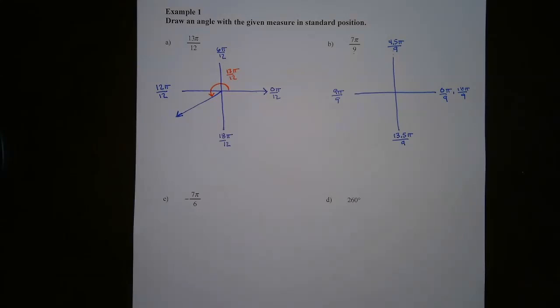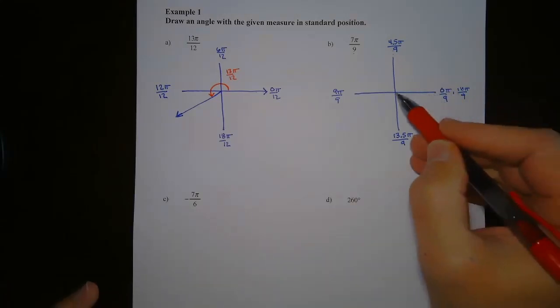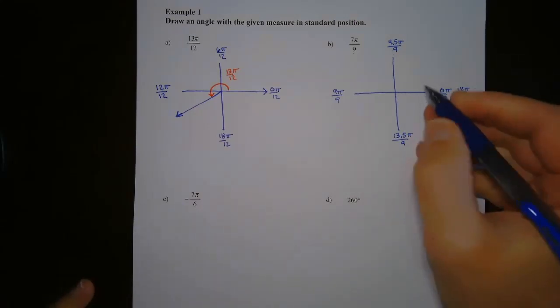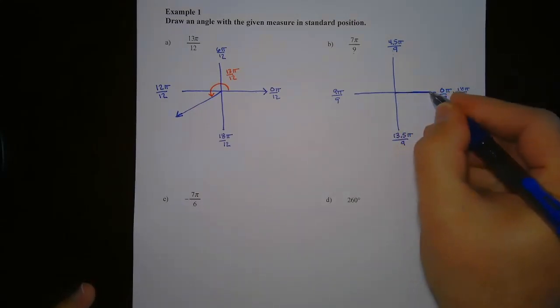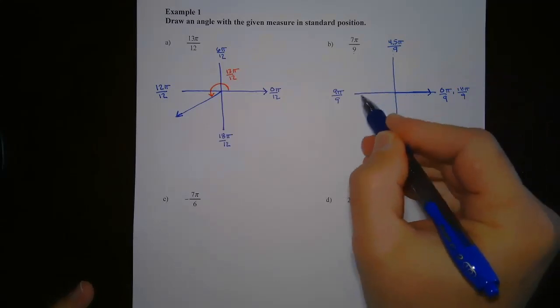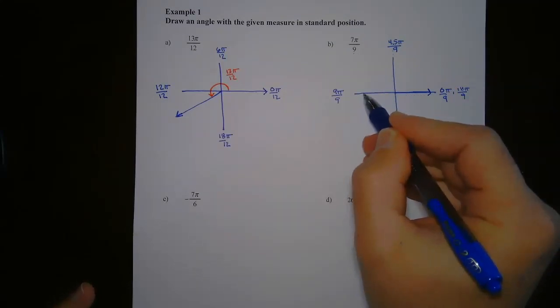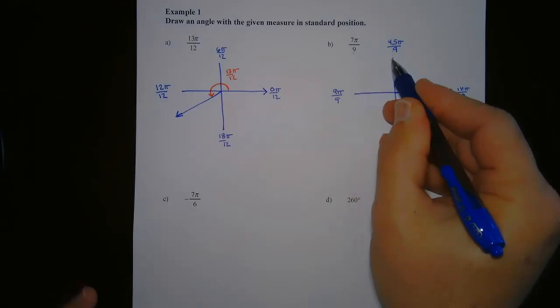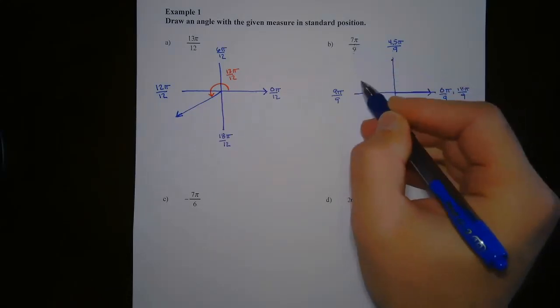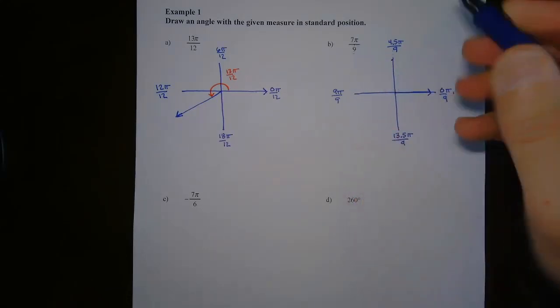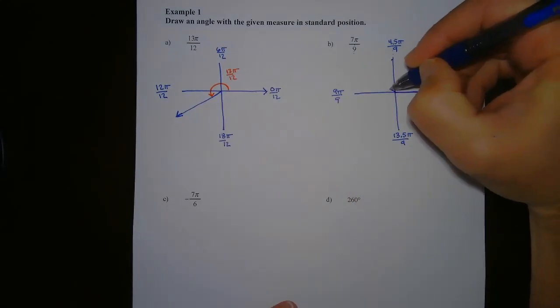Okay. So if you look at this, I want to draw an angle 7 pi over 9, okay? So right here's my angle 0. So I'm going to start right here. If I rotate to here, that'd be 9 pi over 9. If I rotate to right here is 4.5 pi over 9. So 7 pi over 9 has to be somewhere in here, right? And I'm just going to draw it in the second quadrant.